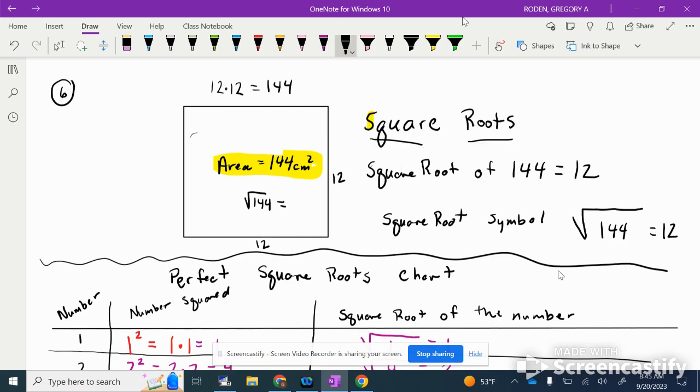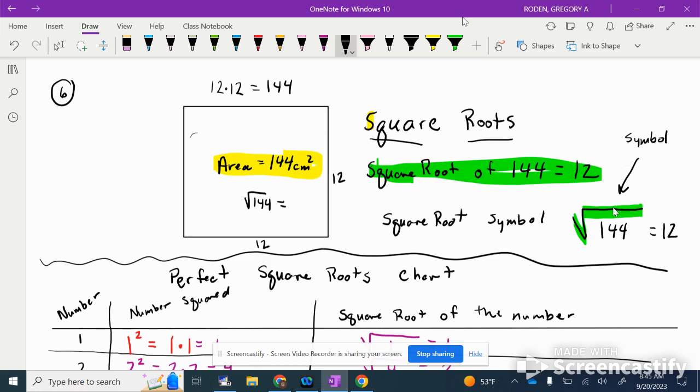Now, the symbology here, guys: a square root looks like a division sign with a check mark on it. You guys see that? Because we don't want to write out the square root of 144. That's a lot of writing. So what we want to do is use the symbol. This is the symbol. The symbol is the square root symbol right here.